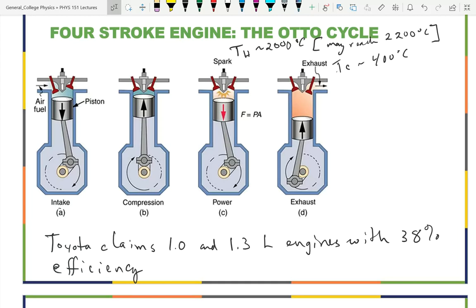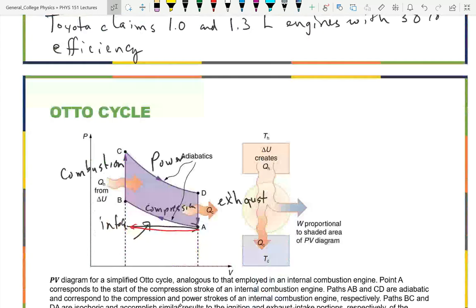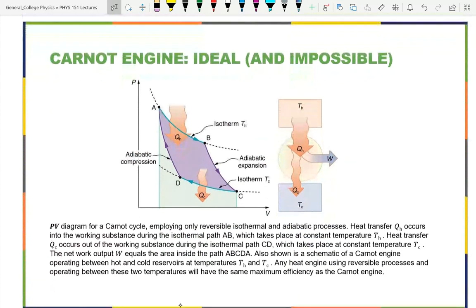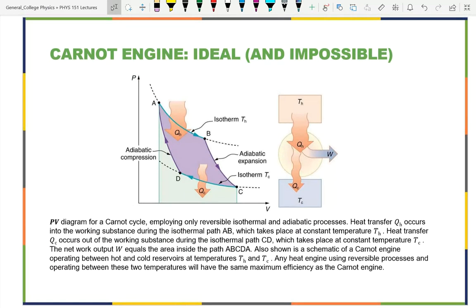And so, in fact, we have an engine that we can calculate what the best possible efficiency you could get is. And that engine is called the Carnot engine. Notice my words, ideal and impossible. I've seen people say, oh yes, somebody made a Carnot engine. No, they did not. The Carnot engine is based on transitions that we've seen.